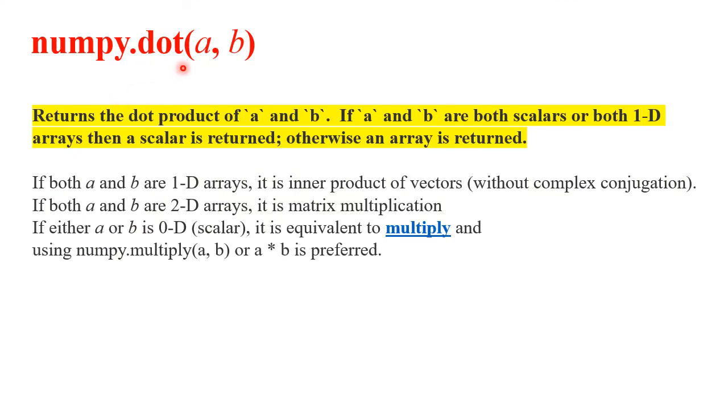So the next operation is the dot product of two arrays. It returns the dot product of A and B. If A and B are both scalars or one-dimensional arrays, then a scalar is returned. Otherwise, an array is returned. So we will see all these possibilities through examples. If A and B are one-dimensional arrays, then the inner product or the dot product of vectors will be returned. If A and B are two-dimensional arrays, it is matrix multiplication. And if either A or B is zero-dimensional, that means scalar, it is just equivalent to multiply. So we will see all the three possibilities through examples.